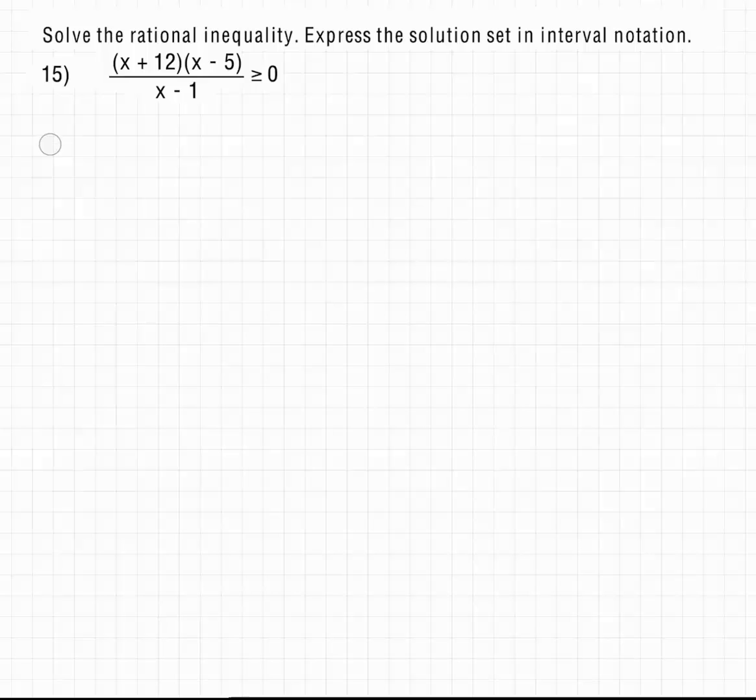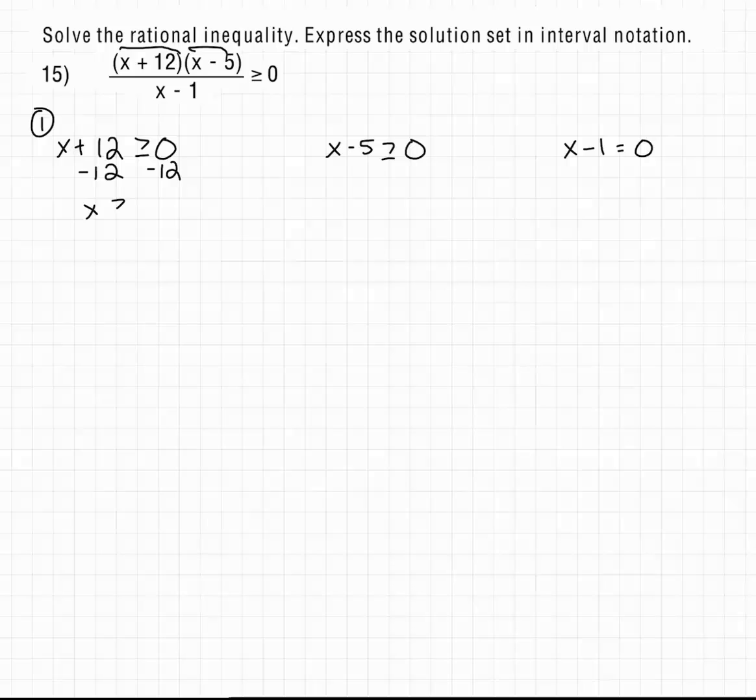We're going to take each term by itself and set it greater than or equal to 0. And then we're going to take the denominator and set it equal to 0. Now we're going to start with our first term from the numerator, and we're going to isolate x. To do so, we're going to subtract 12 from both sides, which leaves us with x is greater than or equal to negative 12.